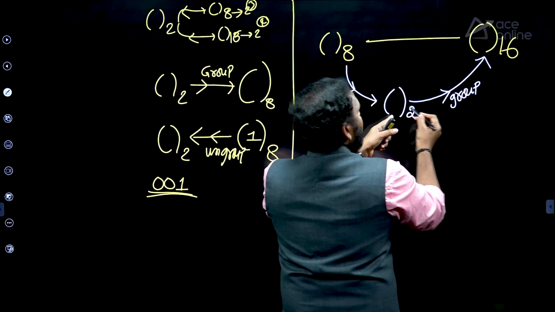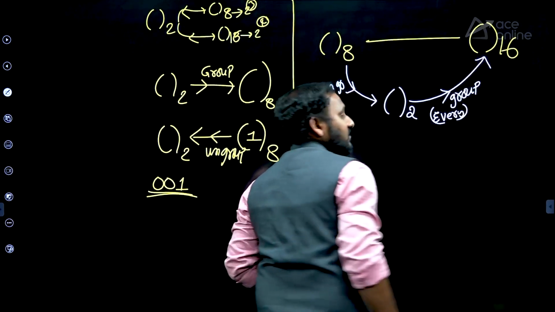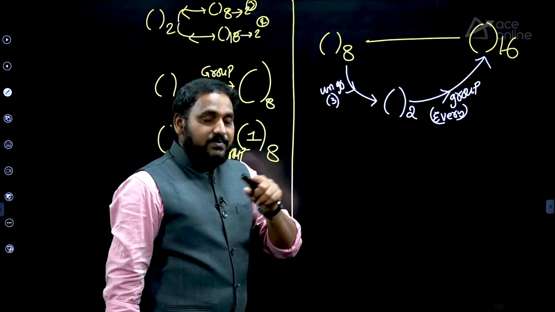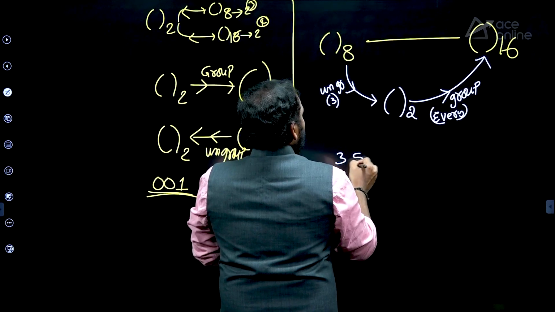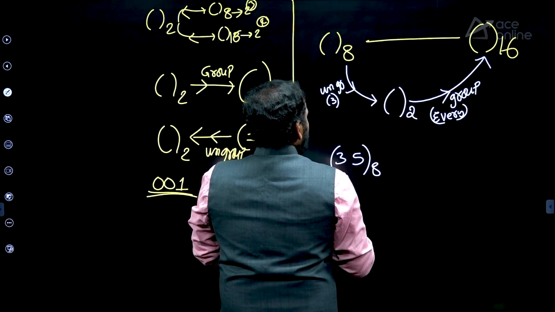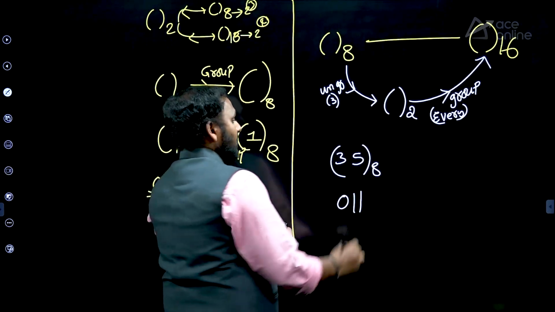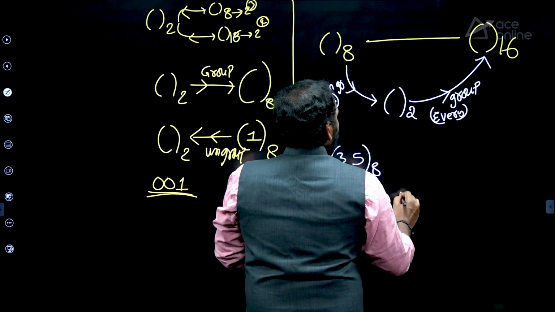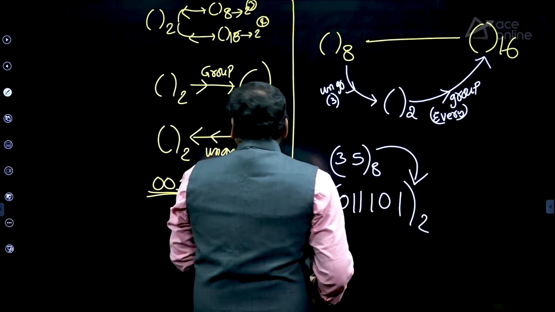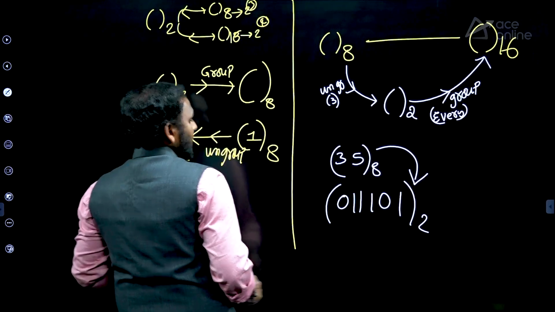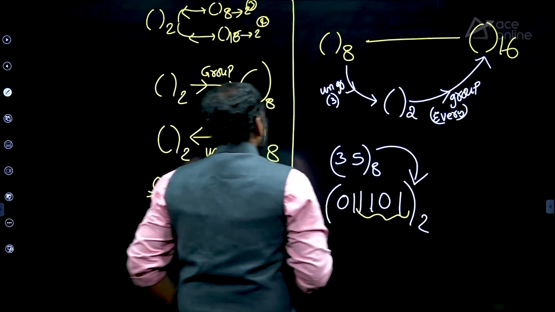But here you take every 4 bits and group them as one digit in base 16. Example: just assume an octal number 35. 3 is 011 and 5 is 101. This is the binary; octal to binary is over. Now binary to hexa: 1, 2, 3, 4 bits. This is what I am telling you, every 4 bits should be grouped.